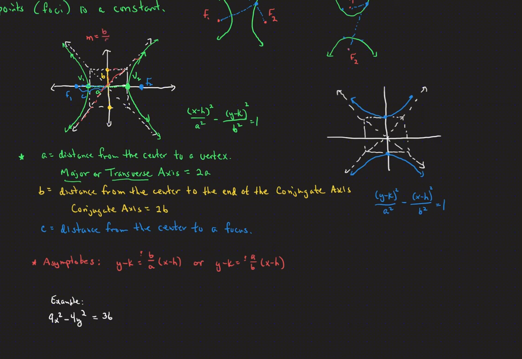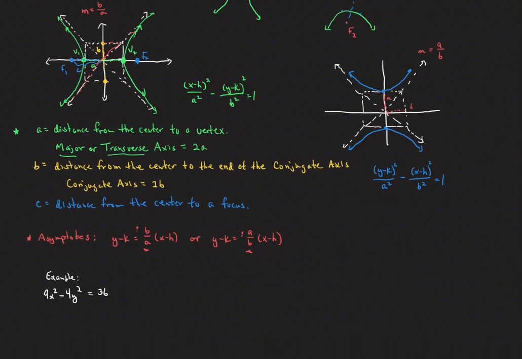But in the case of a hyperbola that opens up and down, the slope, this distance to the vertex is going to be our A, and this distance to the conjugate axis is going to be the B, and so the slope of that asymptote is going to be A over B, or a negative A over B. And so that's something to notice. Whether it's A over B or B over A depends on which way the hyperbola opens.